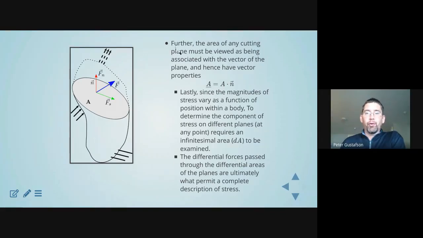We also need to recognize that the area of this cutting plane really needs to be associated with the vector that defines the plane. Okay, we've defined a normal vector for this imaginary cut, and that normal vector now determines what area is present. If we had chosen to use another cut, we would have had a different area.